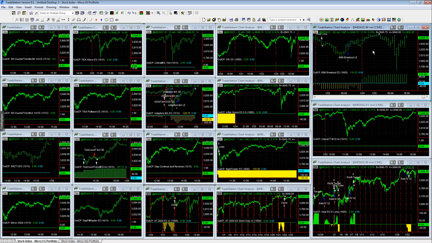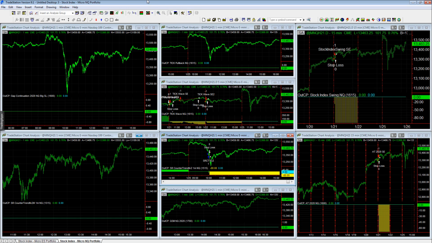There are 19 strategies in this setup for the stock index portfolio. There are on the ES, and there are eight of these strategies on the NQ. So you see those here. One trade, SR counter trend 2, V2 1MNQ, minus 80 on the day.